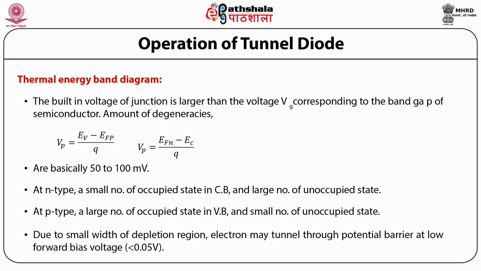The IV curve here is the result of two current components: the thermal current due to electron-hole pairs, and the tunnel current. After the valley voltage and the valley current, the thermal current comes into the picture.